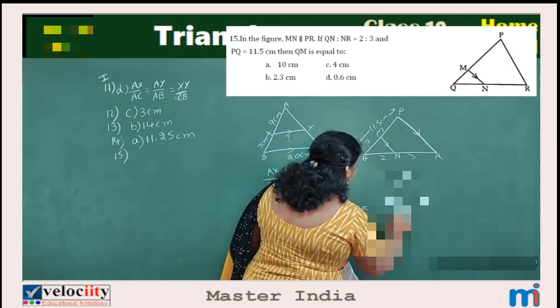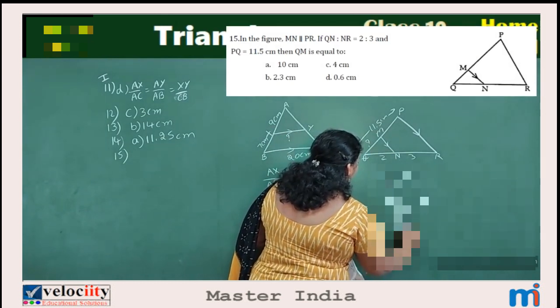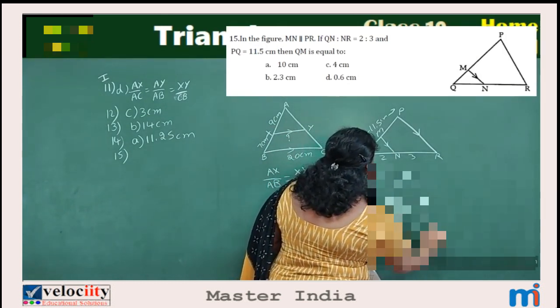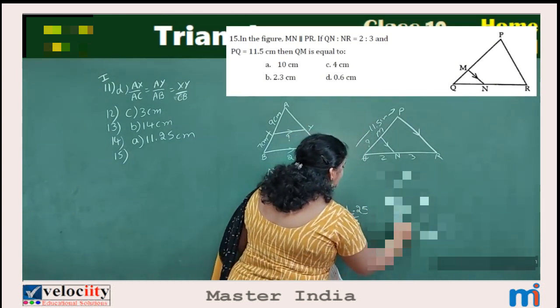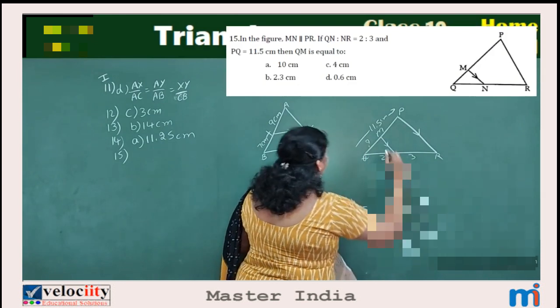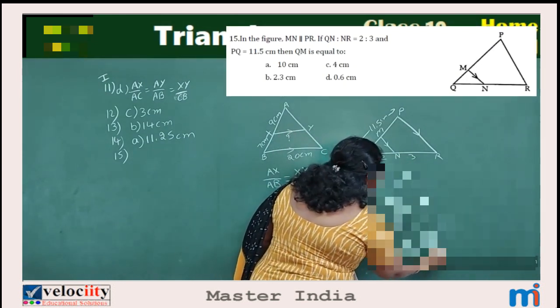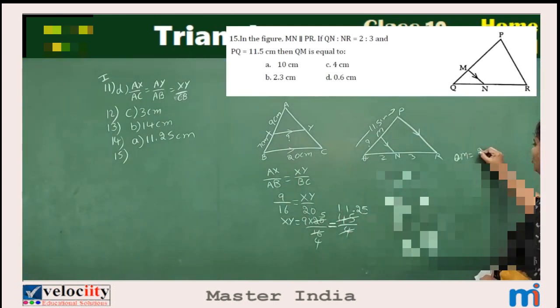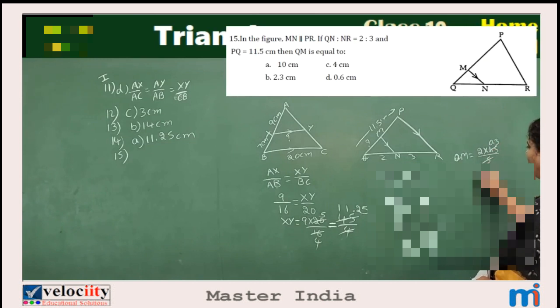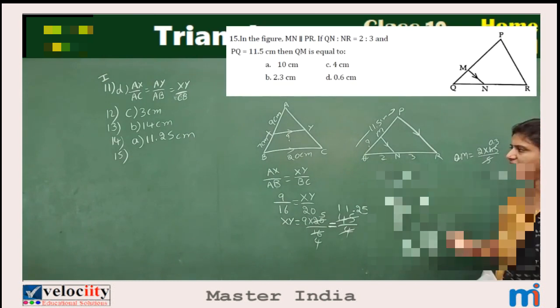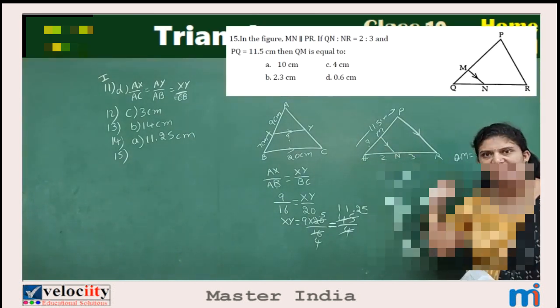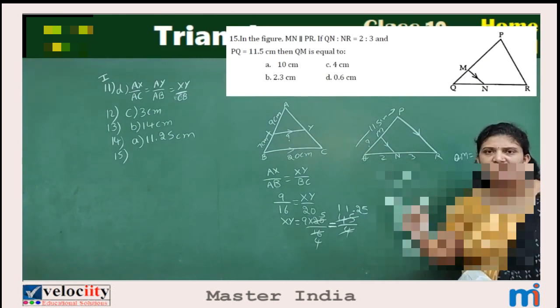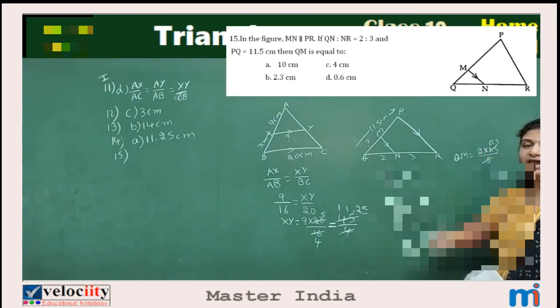And I need to find QN by QR is equal to QM by QP. What is QN by QR ratio? 2/5. QM, don't know. QP value is 11.5. So now QM is equal to 2 into 1.5 by 5. This will be 0.3. 0.3 into 2 will be 0.6 centimeters. Therefore, what is QM length? 0.6 centimeters.